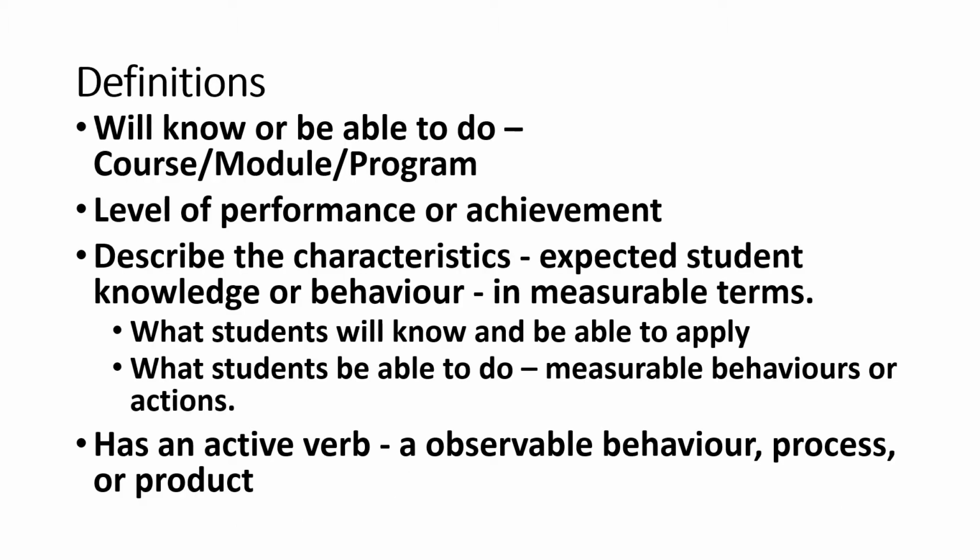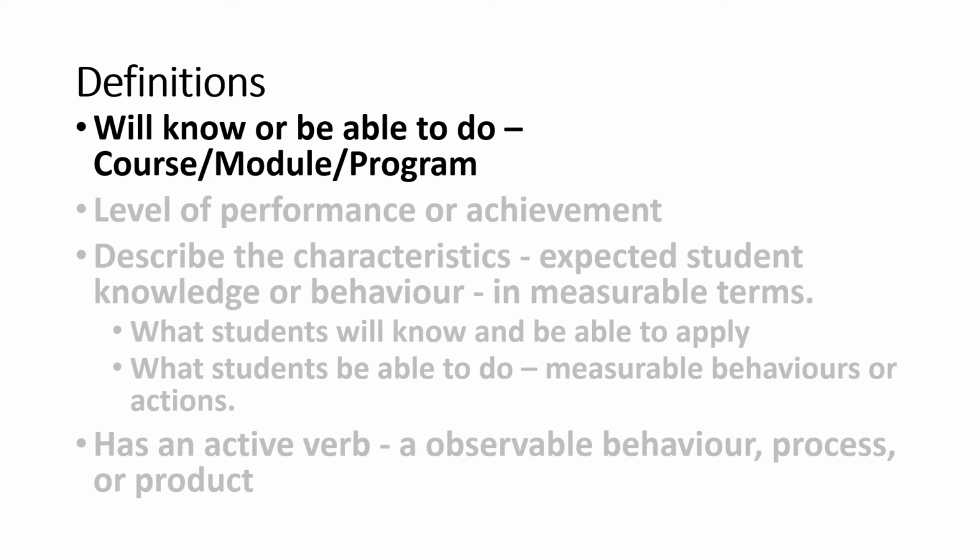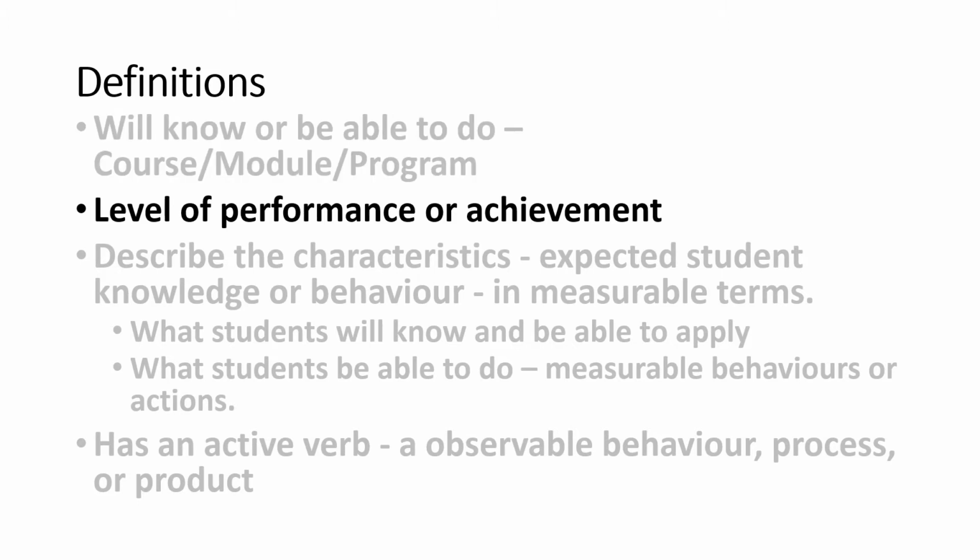Let's get to definitions first. Learning outcomes or LOs describe student learning, what students will know and be able to do as a result of completing a course or module or program. LO is a level of performance or achievement. Outcomes is for measurement or quantification of application or performance.